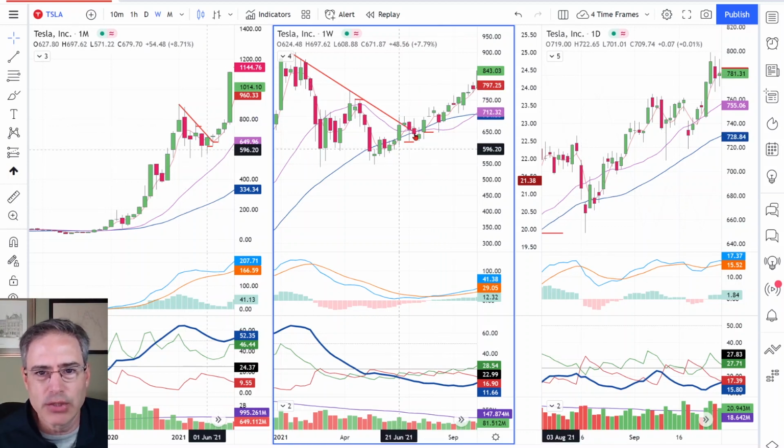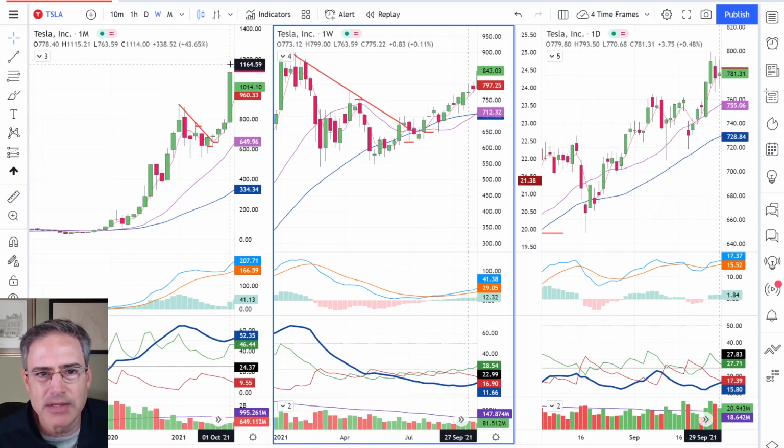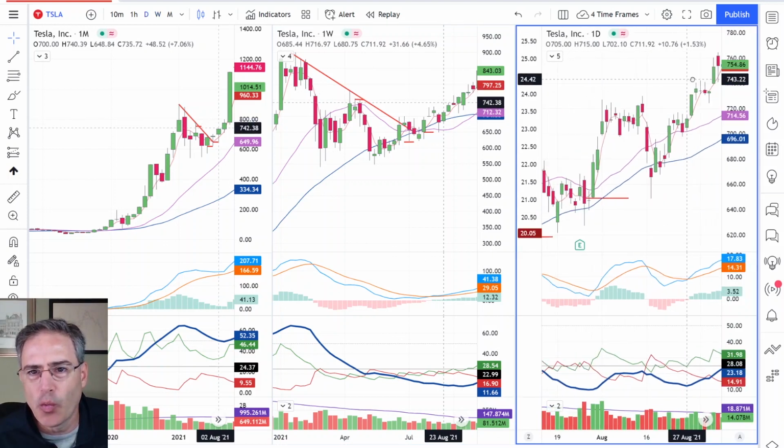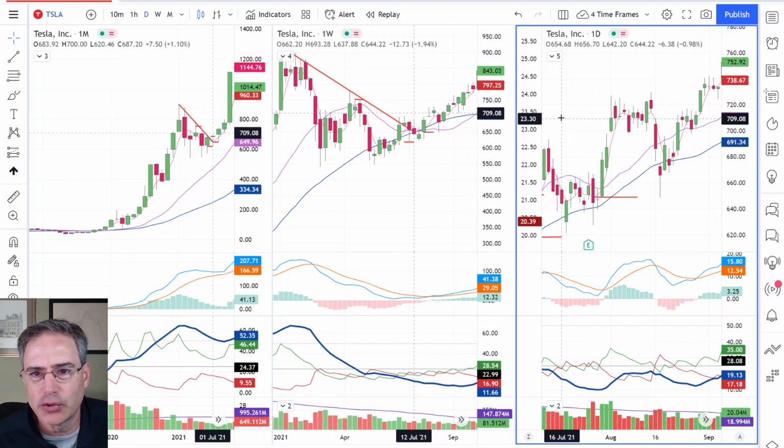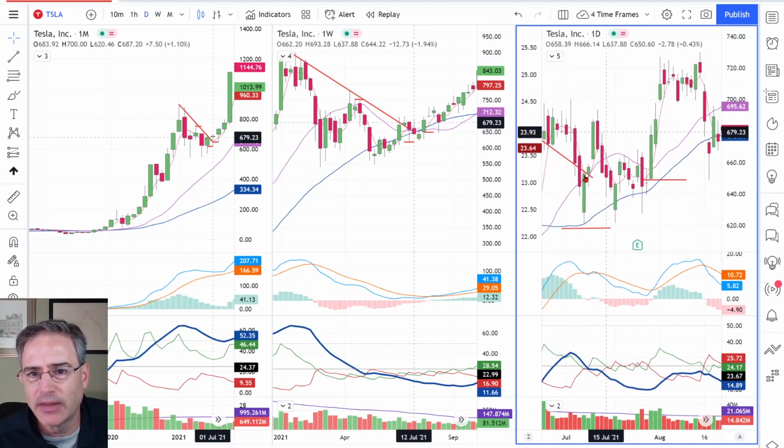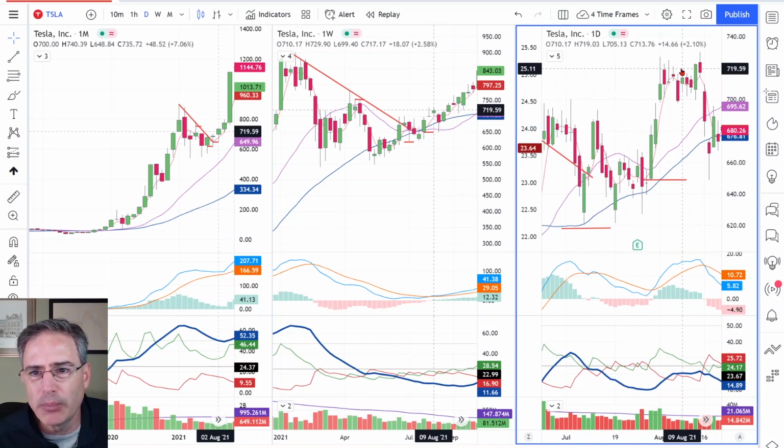So, there's a couple entries off the weekly if you wanted to play this for a bigger move. I think there was one trade on the daily chart. If you're a trader and you're swing trading, personally, I think this was the only one, but it would have been profitable. You would have made some pretty decent money before you got stopped out.